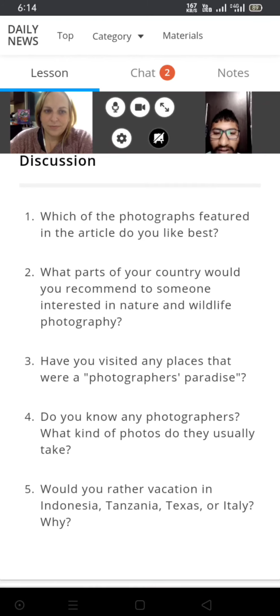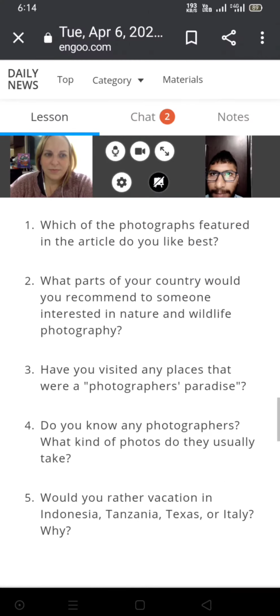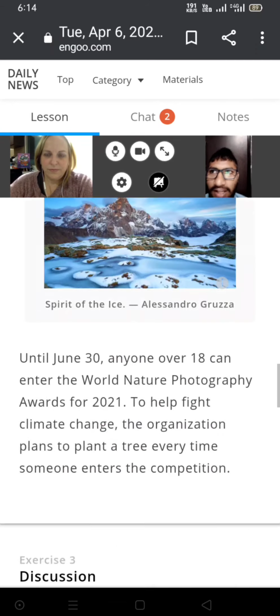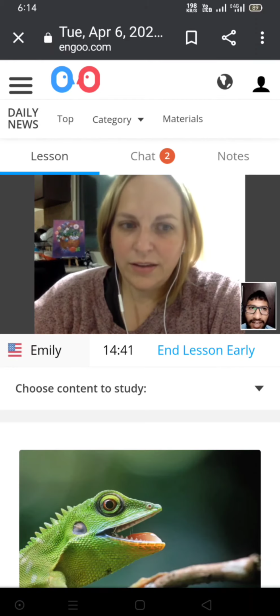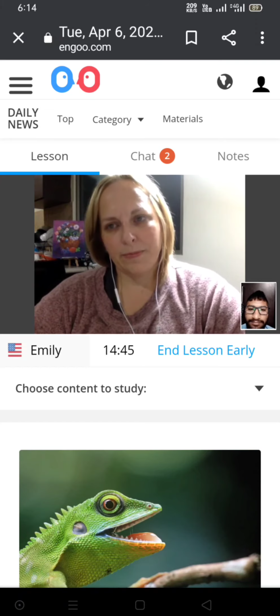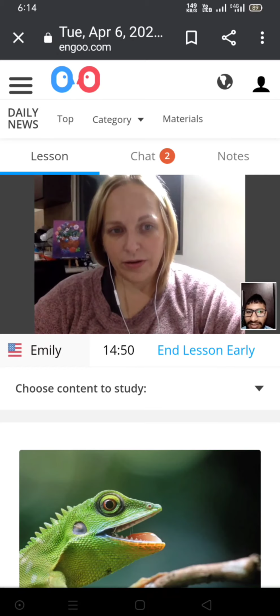Do you know any photographers? What kind of photos do they usually take? There is an actor in Bollywood, I forgot his name. You can search for him on Insta, and most of his photos are all about nature. The surname of that actor is Hooda. Yeah, sure, please.